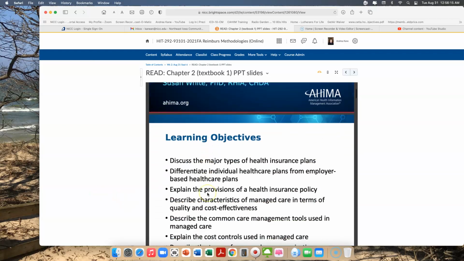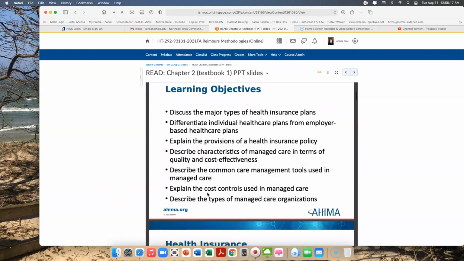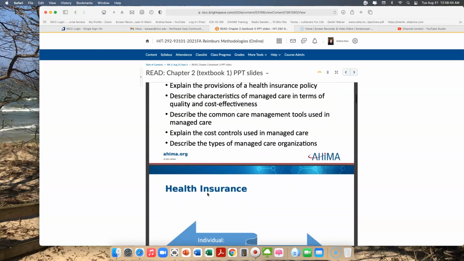Let's take a look. Our learning objectives include discussing the major types of health insurance plans, differentiating individual health plans from employer-based healthcare plans, explaining the provisions of a health insurance policy, describing characteristics of managed care in terms of quality and cost effectiveness, describing the common care management tools used in managed care, explaining the cost controls used in managed care, and describing the types of managed care organizations.